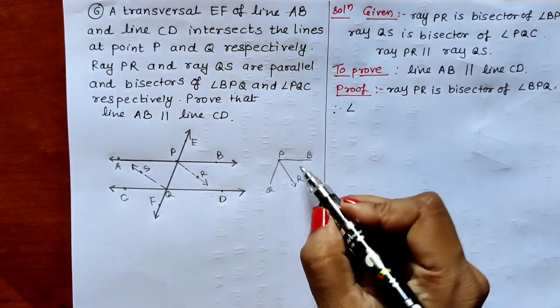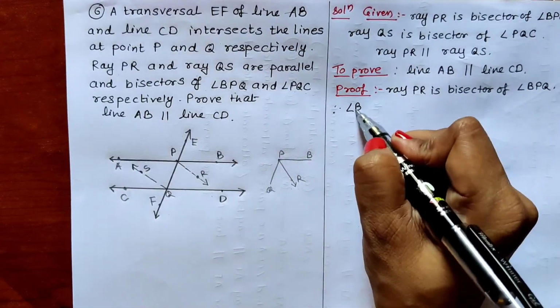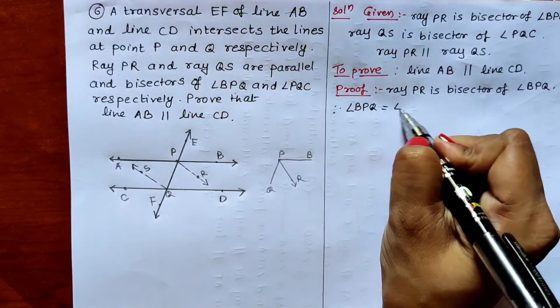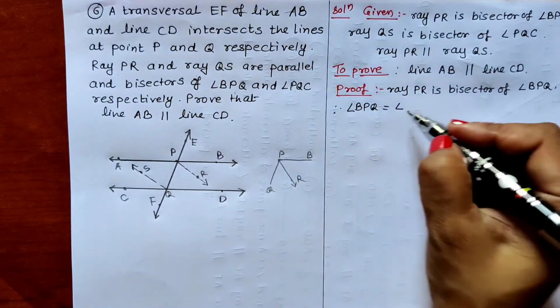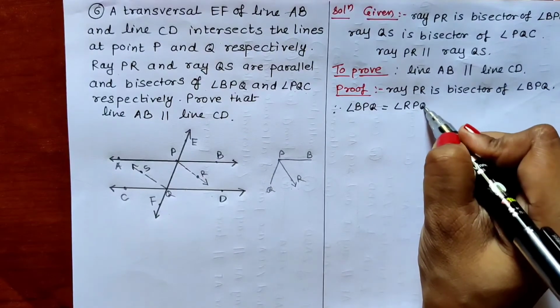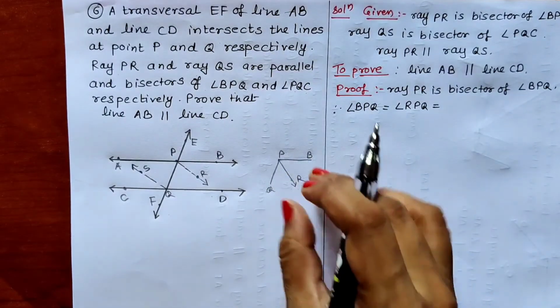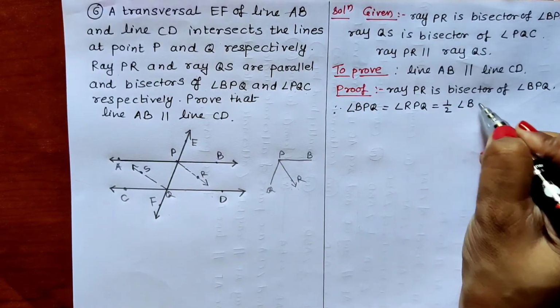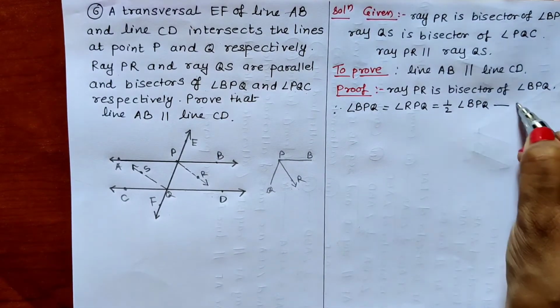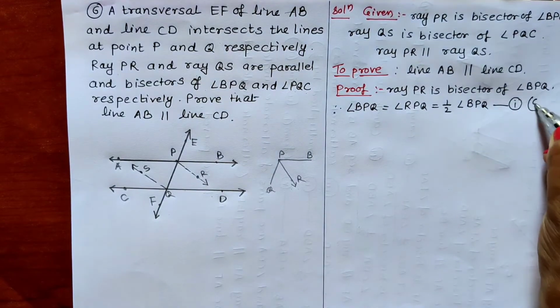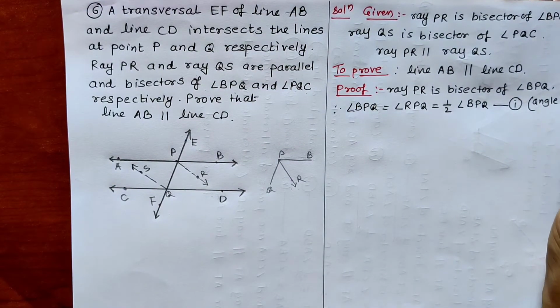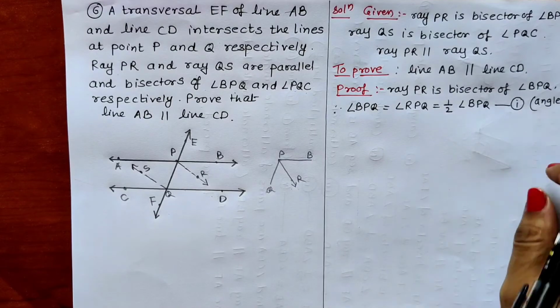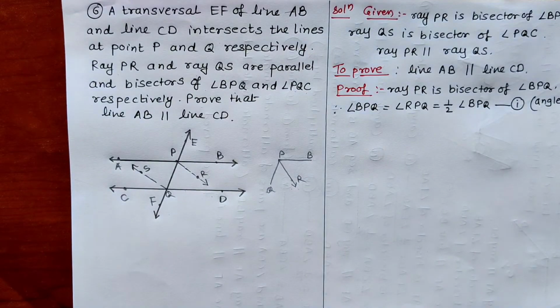Therefore, angle BPR is equal to angle RPQ. These two angles will be equal and they will be equal to half of this bigger angle, half of angle BPQ. This will be our first statement and reason for this statement is angle bisector theorem or angle bisector property. We can write anything. Theorem I write. Angle bisector theorem. Now let us see the next one.